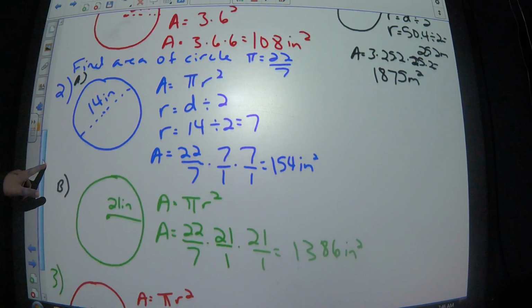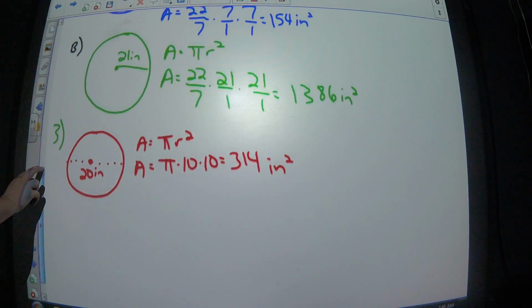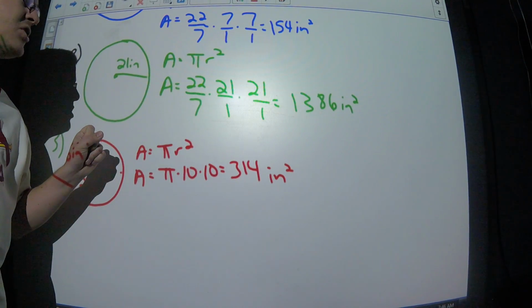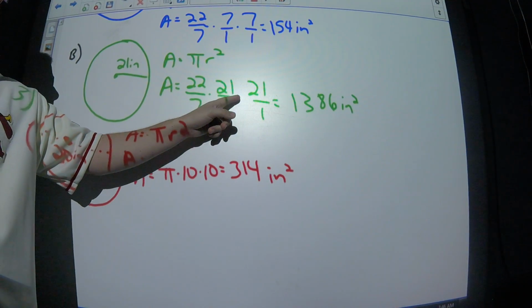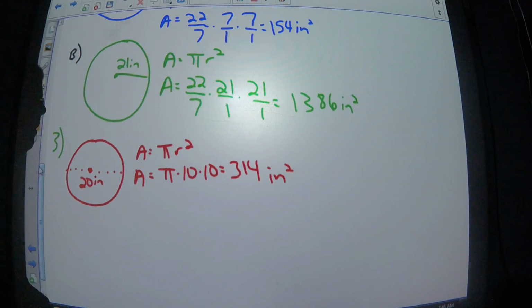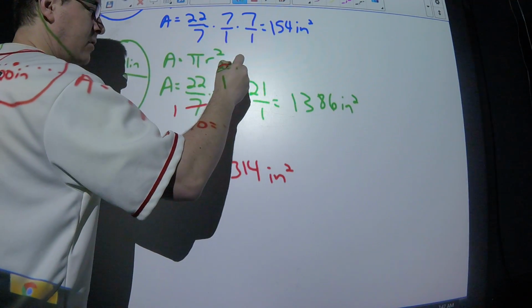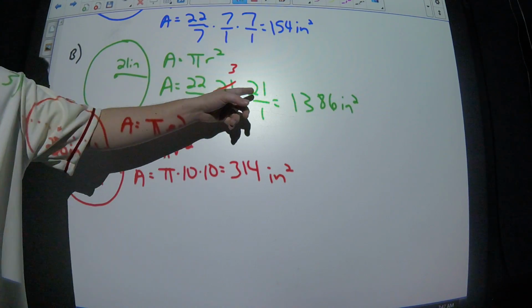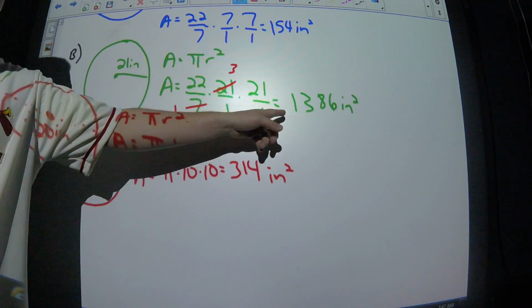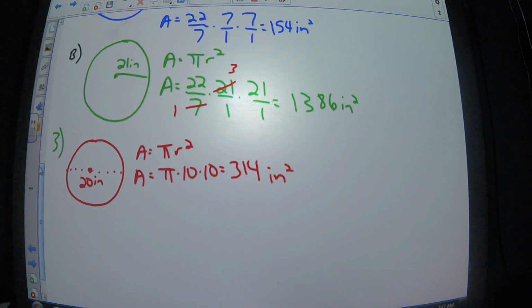Looking at B, they give me the radius this time. And so the radius is 21 inches. So I'm going to take 22 over 7 times 21 over 1 times 21 over 1. And if you cross cancel, you're going to get 22 times 3, which is 66. 66 times 21 is going to be 1,386 inches squared. That's the area of this circle here.